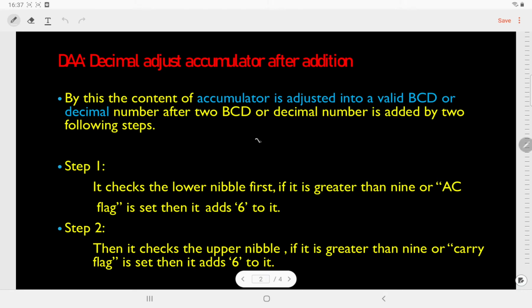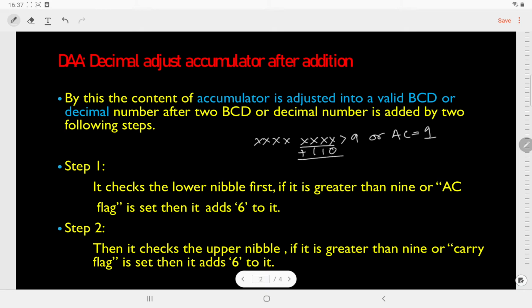First, it checks the lower nibble. Lower nibble means the four least significant bits. If the lower nibble is greater than 9, or if the auxiliary carry flag is set, then 6 is added to the lower nibble. That means 0110 is added to the lower nibble.